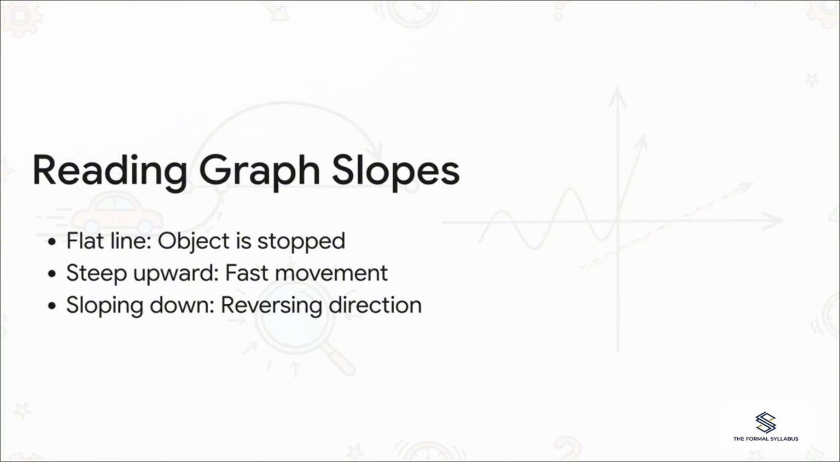Once you know that steepness equals velocity, it gives you this almost superpower-like ability to read these graphs like a detective's cheat sheet. Let's break it down. A perfectly flat horizontal line, that means zero steepness, which translates to zero velocity. The object is completely stopped. A steep upward line, that means fast movement. The steeper the climb, the faster it's going forward. But what if the line peaks and actually starts sloping downwards? Well, that means you're traveling backward, returning towards your start. In physics, we just call that a negative velocity.